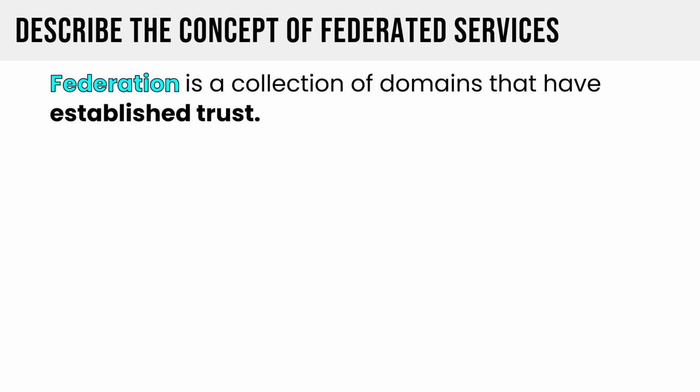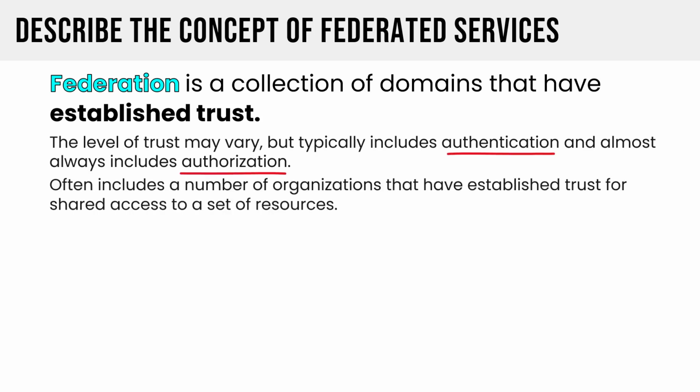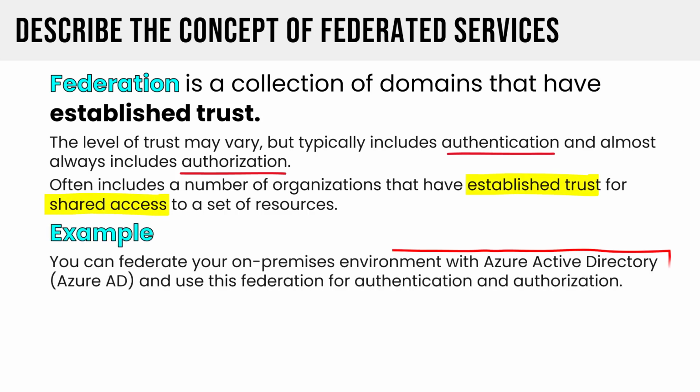So federation. Federation is a collection of domains that have established trust. Now the level of trust may vary, but it typically includes authentication and almost always includes authorization. And it often includes a number of organizations that have established trust for shared access to a set of resources. For example, you can federate your on-premises environment with Azure Active Directory and use this federation for authentication and authorization.